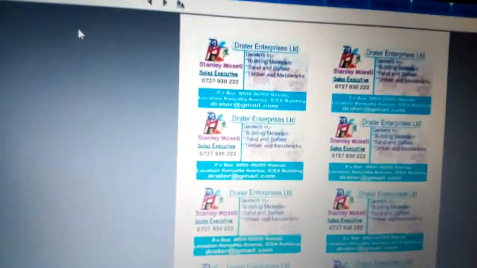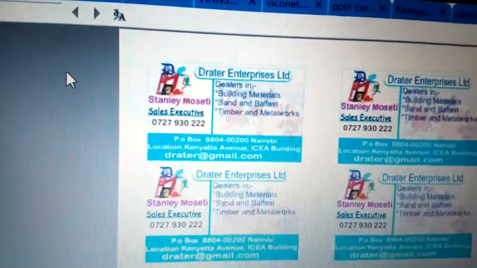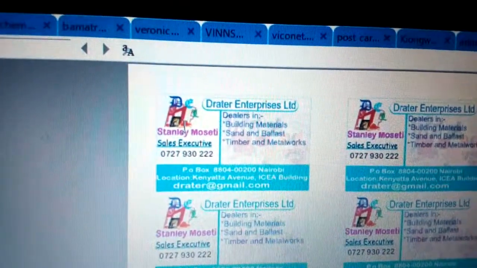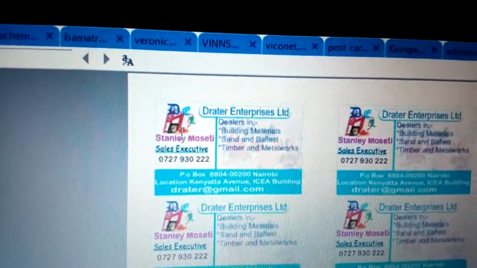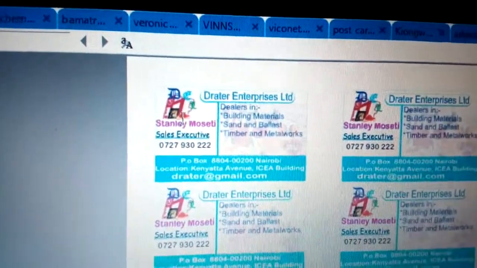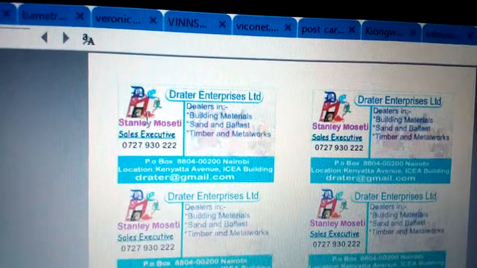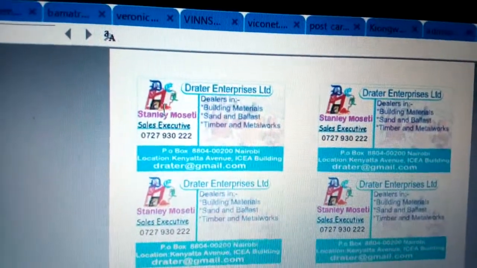We have some other information, for example, a business card. This business card, as you can see, depends on the name, and here it is Data Enterprises Limited. You can see it deals with building materials, among others.